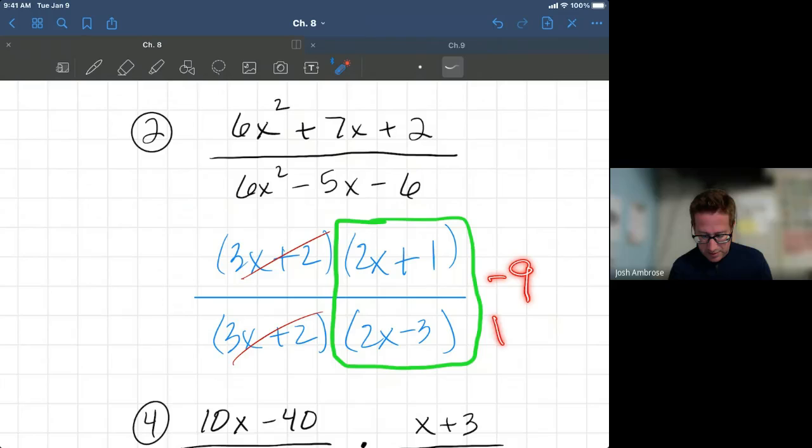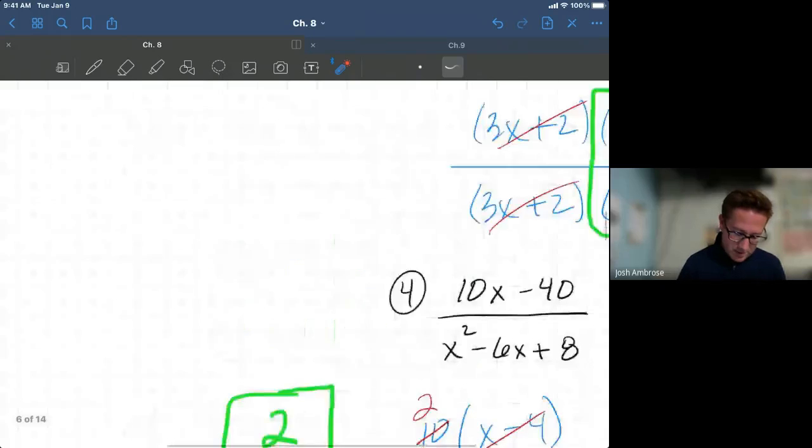Negative 9 plus 4 makes a negative 5. And that is what I want, the negative 5. Now comes the fun part. Find the binomials that are identical, top to bottom. They get to disappear. These guys are gone. So this is what you're left with. All right, let's move on.